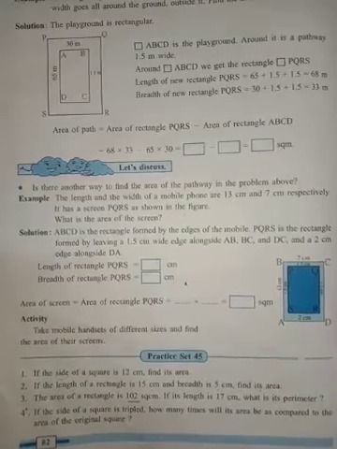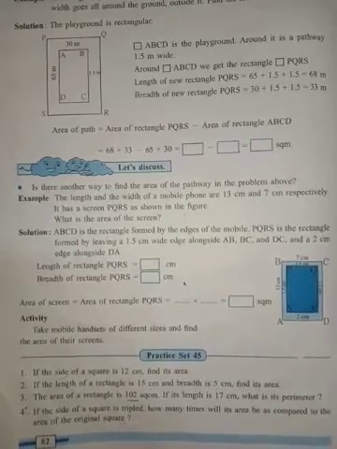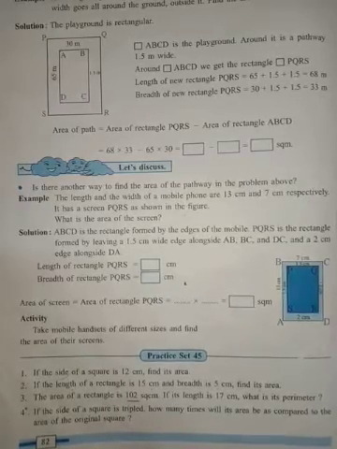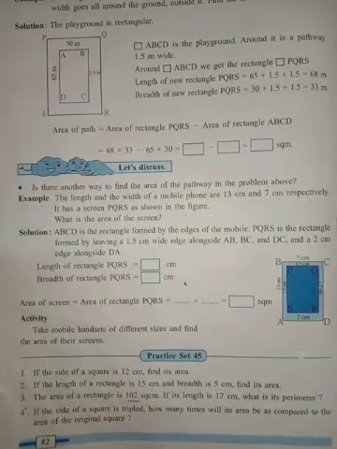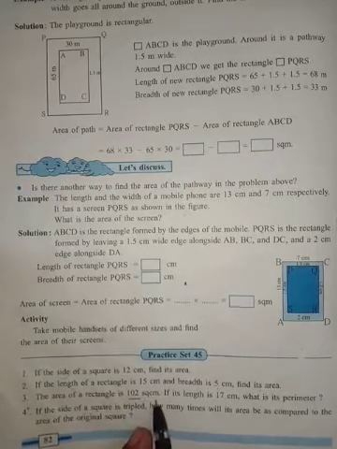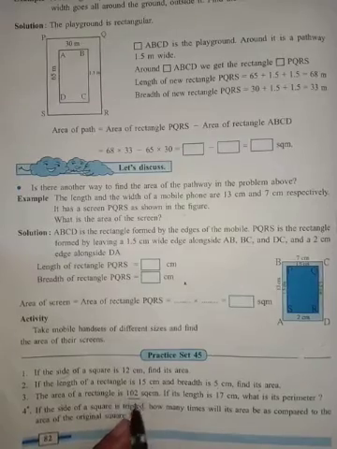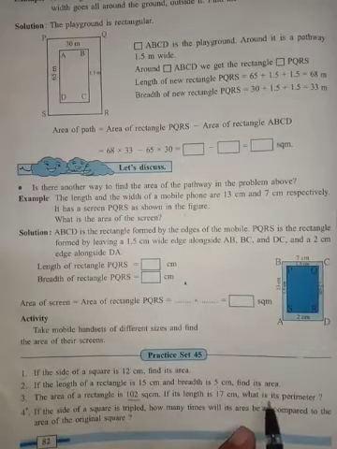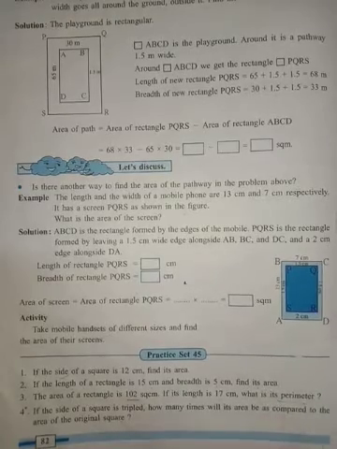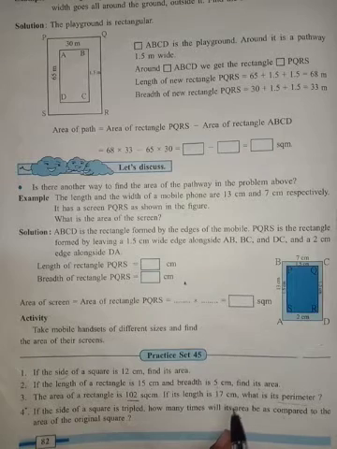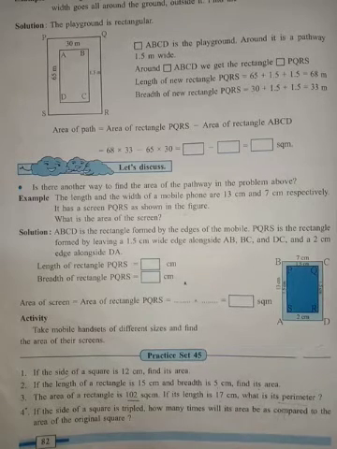Hello students, in this video we are going to solve practice set 45 question number 3 and question number 4. Question number 3: the area of a rectangle is 102 square centimeter. So area is given in this question. If its length is 17 centimeter, what is its perimeter? We have to find the perimeter, but first we also find out the breadth of the rectangle.